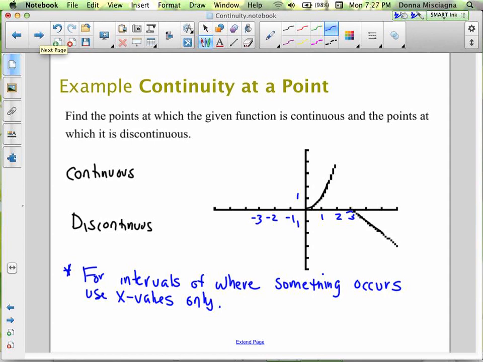All right, so when we're talking about an interval of something where something occurs, we're going to use x values only, whether we want to know where a function's increasing or decreasing, continuous, discontinuous, anything else you can think of to describe about a function that would involve an interval. You're always going to use the x values, right? Not the y. So where's our graph here continuous? Notice there's no negative values. Our graph appears to start at 0. So let's assume that it is an endpoint there at 0. So that's where our graph begins.